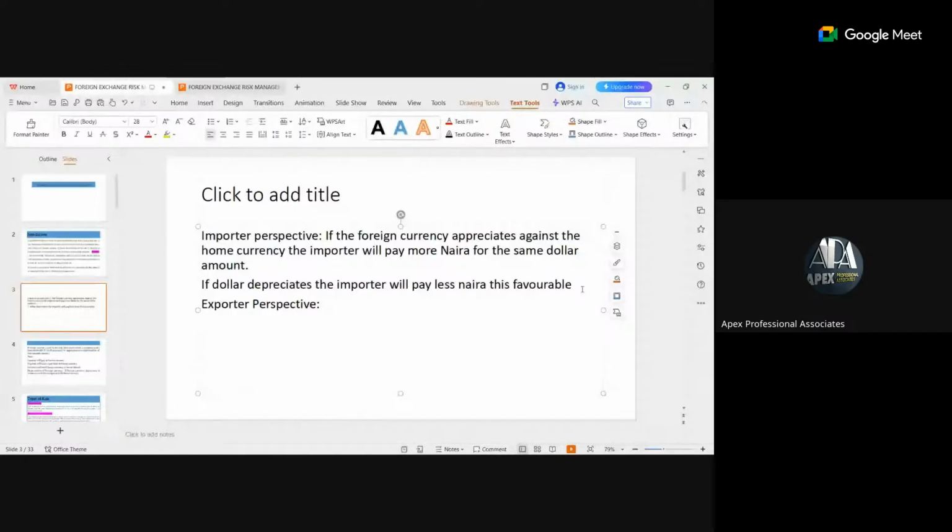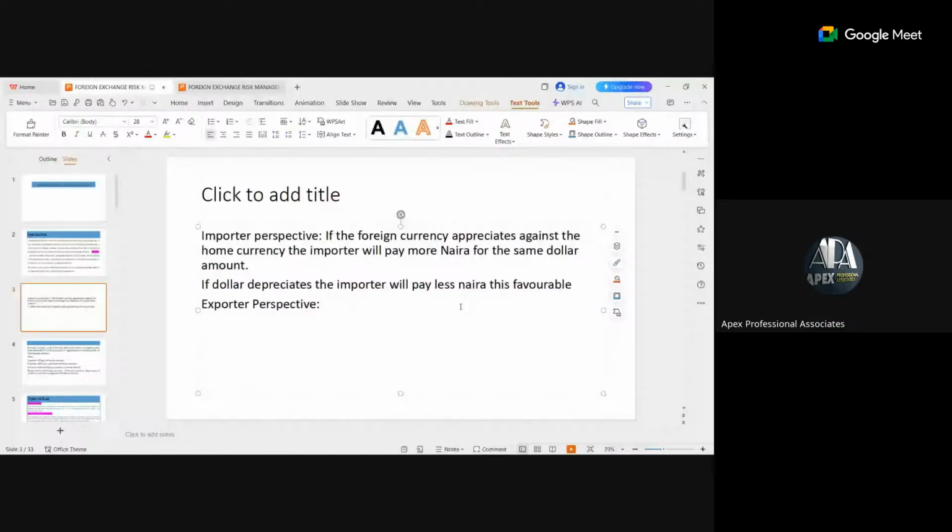When you export to the US and the value of the dollar depreciates, what will happen? When you convert that dollar to naira, you receive less naira because the value of the dollar is less compared to naira. That is, naira has gained more strength over the dollar. So if the foreign currency appreciates, as we have presently in Nigeria, the dollar is way, way stronger than naira.